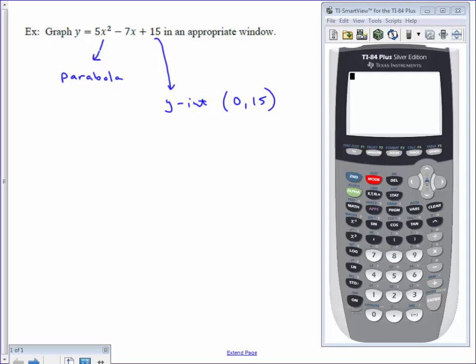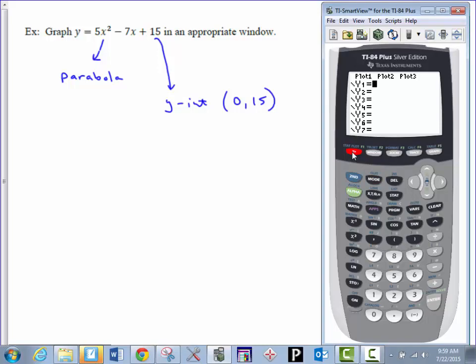The y-intercept is a good indicator of what I would need to set my window to at least include that value. So I know that my y maximum would have to be larger than 15 so that this y-intercept is included. To graph this on a TI-83 or 84 calculator, I would first want to go to my y equals menu. My y equals menu is the far left-hand upper button. Press that button, and then we will enter in the right-hand side of the equation into y1.